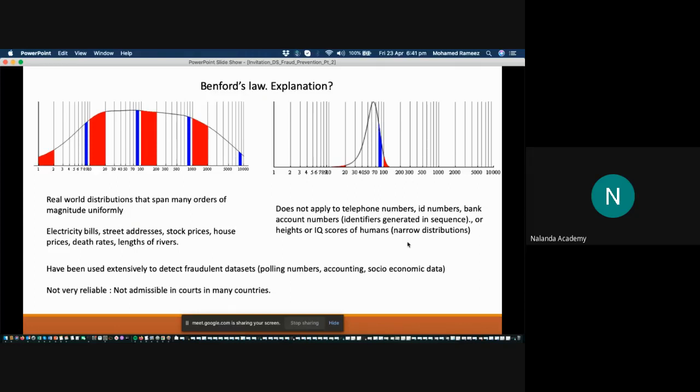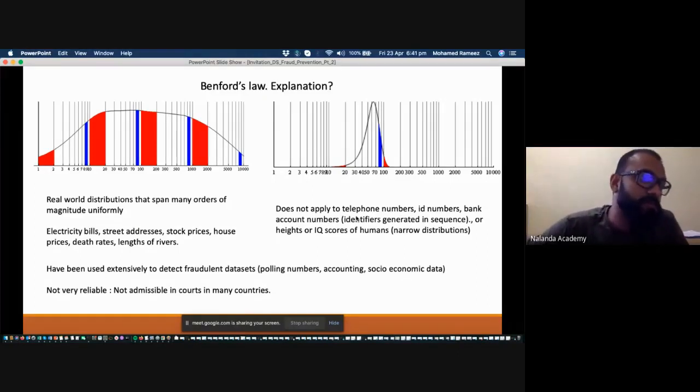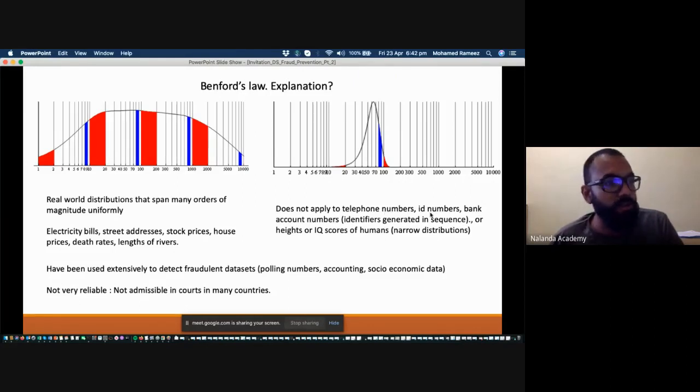Neither will, for example, the IQ scores of human beings, because the score itself is derived from a distribution that is meant to be normally distributed around 100. So 100 is the average IQ of all human beings on Earth. Numbers like this, which are very narrowly distributed, will not follow Benford's law. But naturally occurring real-world numbers that span many orders of magnitude are expected to follow Benford's law. This is not something that has been very rigorously understood. There are some explanations based on ideas that you will come across in thermodynamics, like entropy, but you cannot really apply them to any system and say, hey, Benford's law should definitely apply here, or should not apply here.